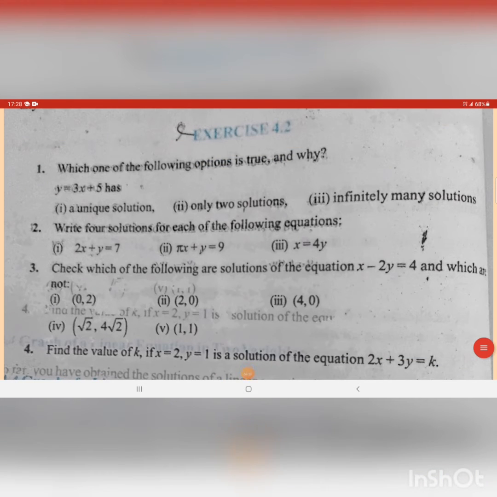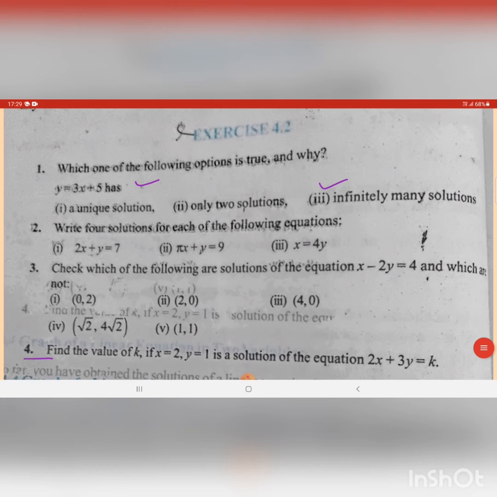Exercise 4.2. First question, which one of the following options is true and why? y equal to 3x plus 5 has unique solution, only two solutions, infinitely many solutions. Answer: third one, infinitely many solutions. It is a linear equation in two variables. Now see the fourth question.